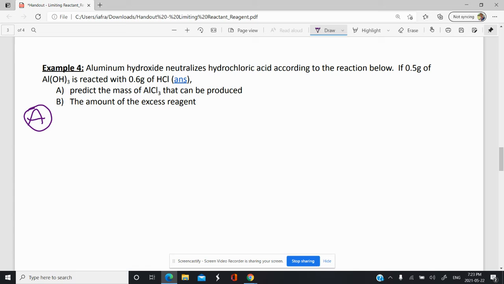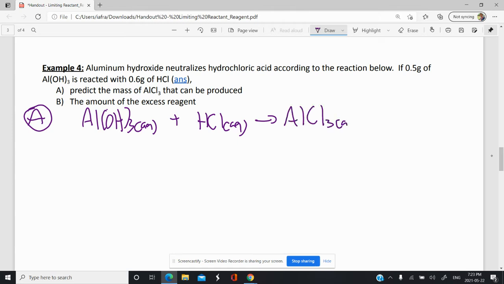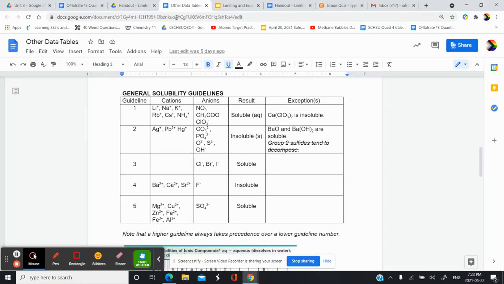So we have aluminum hydroxide reacting with hydrochloric acid. And that's going to produce our aluminum chloride plus water. And I'm going to write it as HOH just because I like to have water written as that when I balance it. I do want to check my aluminum chloride state just to see if it's dissolved or not. I always forget that one. Soluble, yeah, it's soluble. Okay.